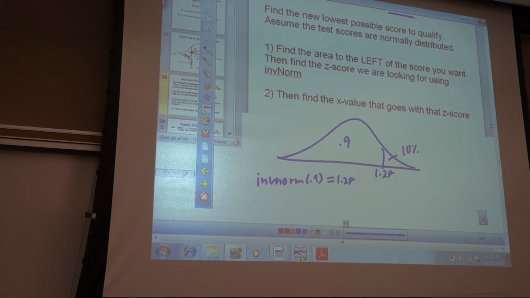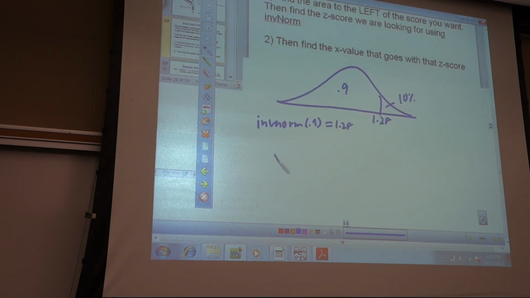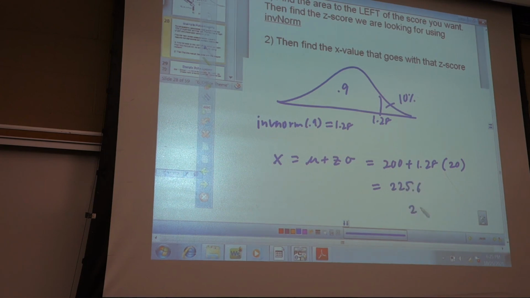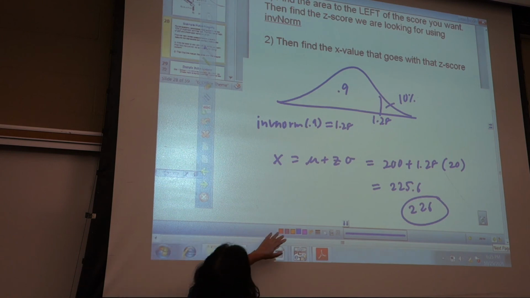So then the last thing I need to do is find the x value that goes with this. My x value is equal to my mean plus my z-score times my sigma. So my mean is 200. My z-score is 1.28. That's what I just found. And my standard deviation was 20. If I do that, I'll get 200 plus 25.60, which is 225.60. So that means we need to score 226 points to get into the police academy. Okay?